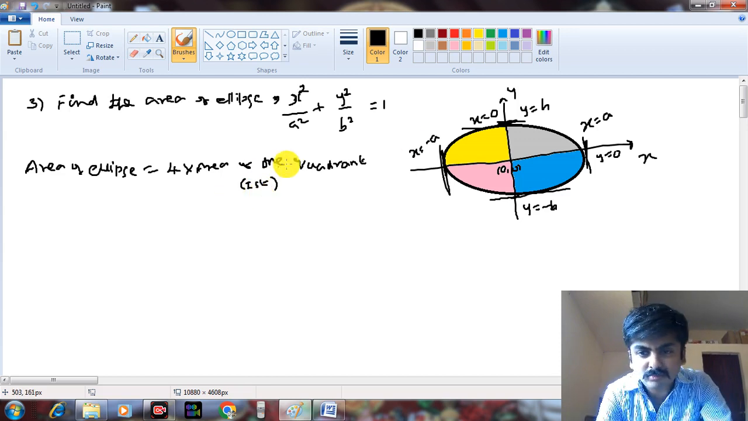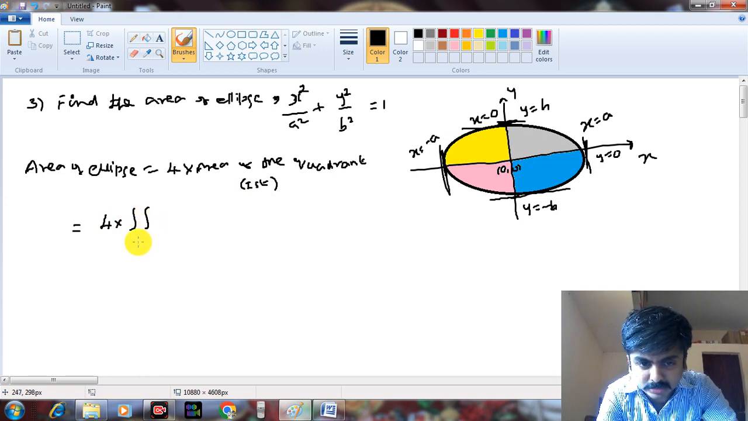Then now in this we have to choose this region. So that area is given by 4 times the double integral over the region R of dx dy or dy dx, whatever it is. In the previous problem we took dy dx, so in this problem we take dx dy.